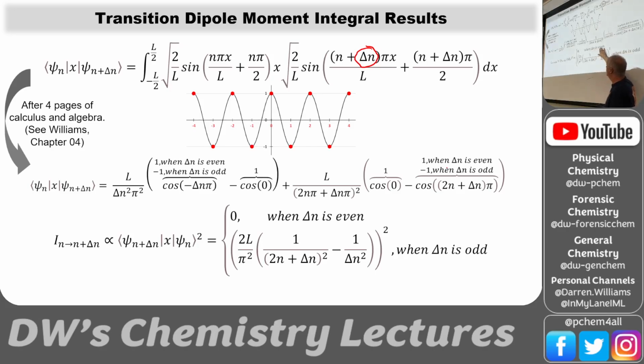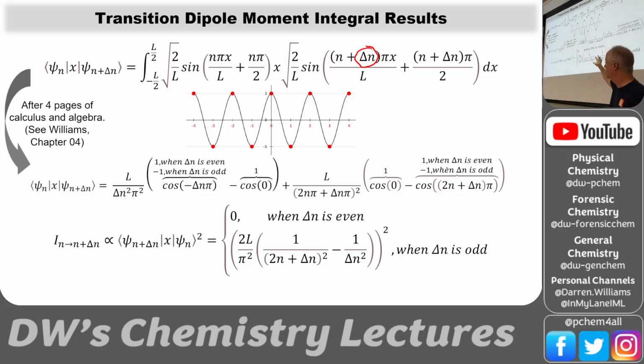When delta n is even, all of those terms go to 0. When delta n is odd, then we end up with like a minus 2 and plus 2, and then you do the algebra, and this is what you get. Okay, so this is the intensity of those transitions. And it's a function of L, so the box length is in there. It's a function of what quantum state you're starting at, and also how many levels you're trying to jump.